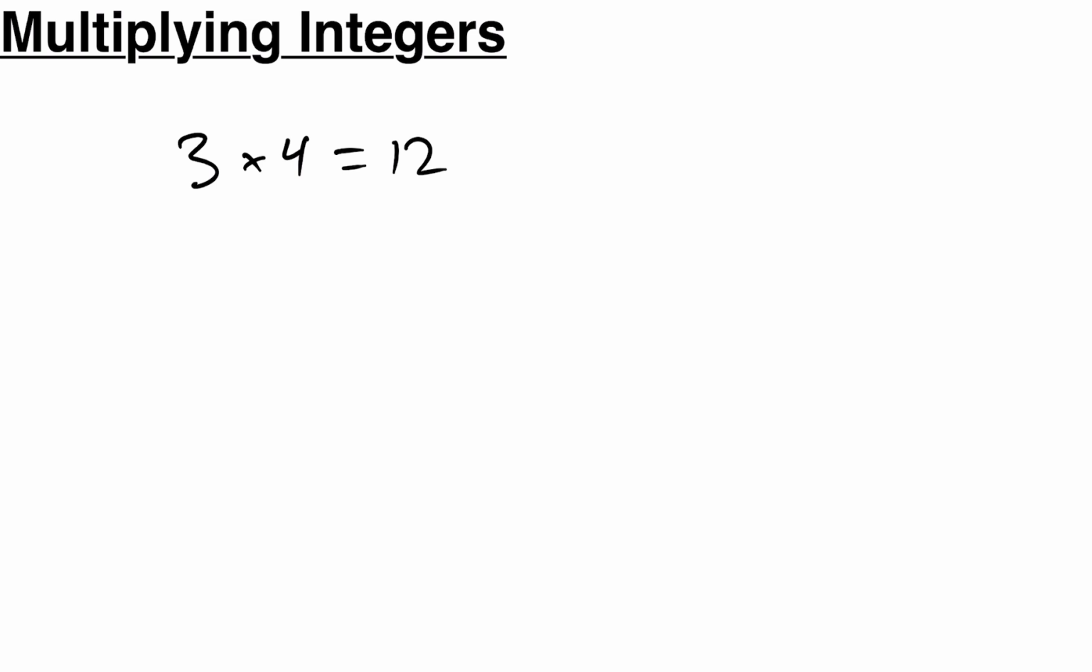Now, say I were to give you negative 3 times negative 4, and I told you to find the answer. What would that be? Well, as a general rule, whenever you have the same sign, the answer is going to be positive. So here we have 2 positives and the answer is positive. Here we have 2 negatives, so the answer is going to be positive 12.